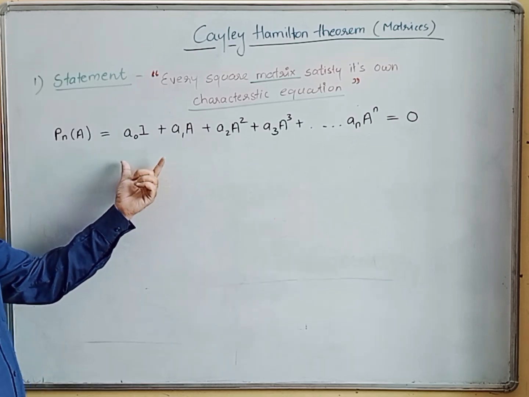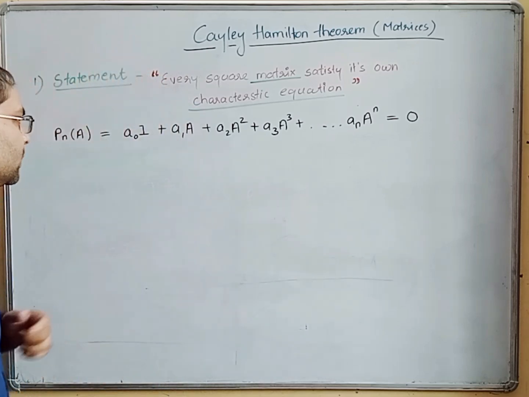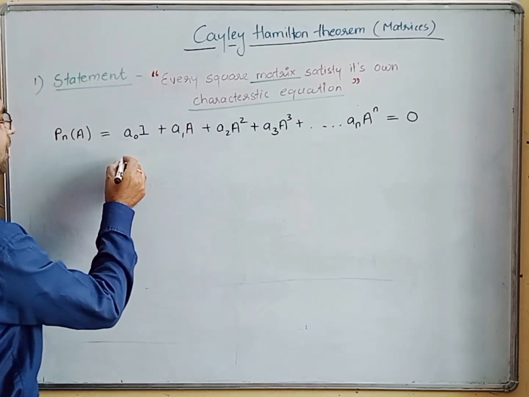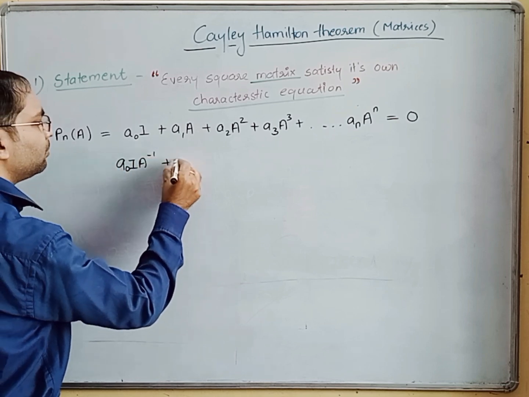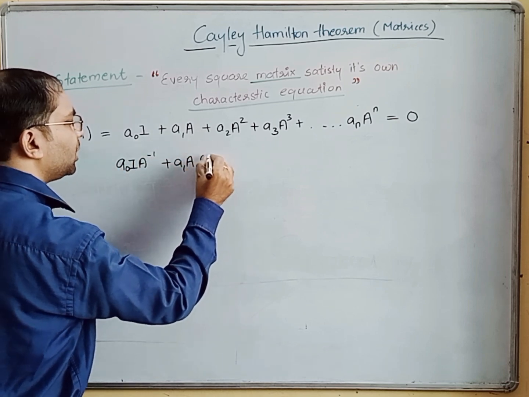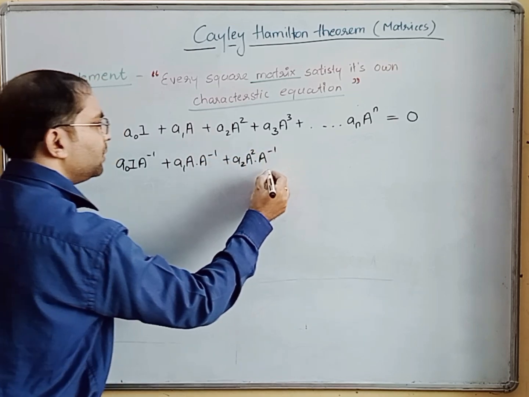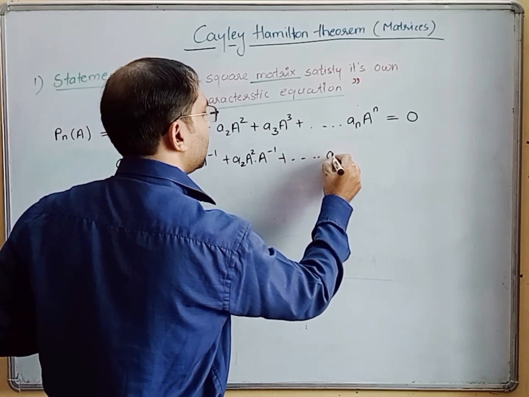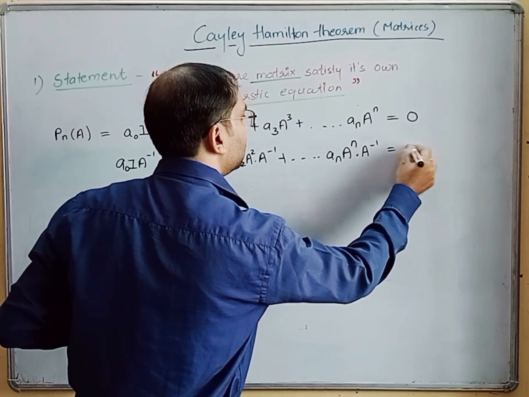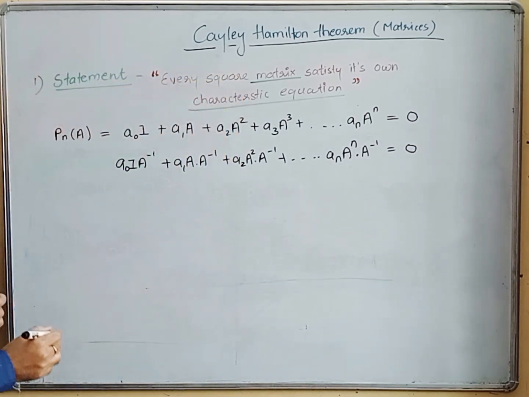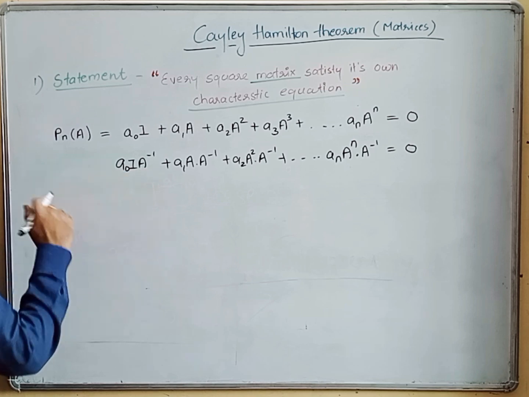To find the inverse, we need to multiply the Cayley-Hamilton theorem by A inverse. So once we multiply this by A inverse, this becomes A0 I dot A inverse plus A1 A dot A inverse plus A2 A square dot A inverse plus and so on, and this is An A to the power n dot A inverse is equal to 0. And as we know, if we multiply any matrix with the identity, then the resultant is the matrix itself.